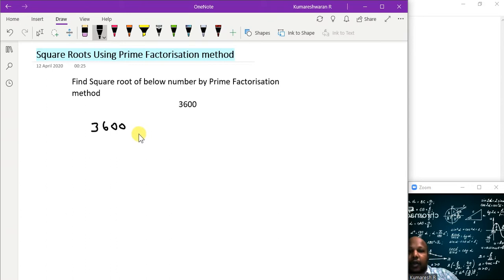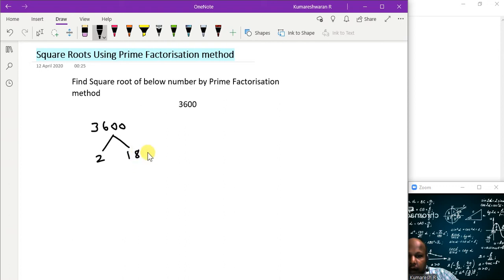How do we find the square root using the prime factors method? The first step is to write down the given number in prime factor form. We all know how to write any given number in its prime factors. So we start by splitting the number into its factors. First let's start with the smallest prime factor, 2, and keep on dividing.